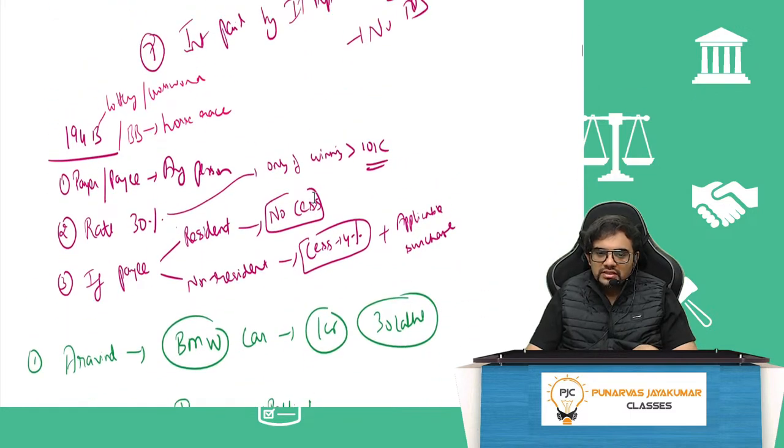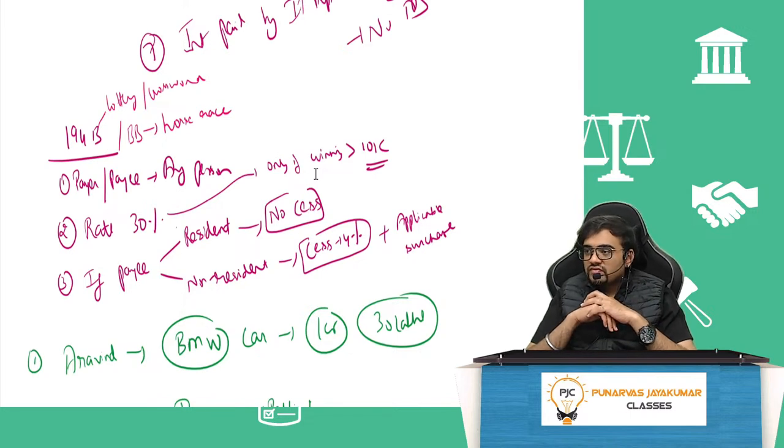Then 194B is for lottery and crossword. 194BB will be for horse race. In these cases, payer or payee, the TDS rate is given under this section, whereas chargeability is given under one more section called 115BB. So, what is the rate given? 194B. How much is charged? When is it immediately deducted? That is given under 115BB. So, payer or payee can be any person. Rate will be 30%, only if the winnings is more than 10,000 rupees. If the payee is a resident, then no cess. If the payee is a non-resident, then cess at 4%, plus applicable surcharge also will be there. Otherwise, generally TDS, no cess.